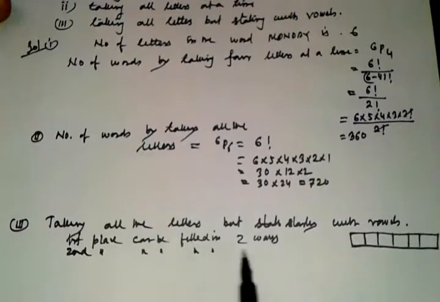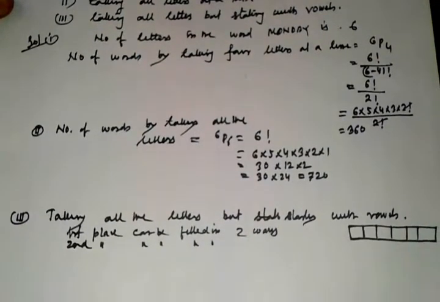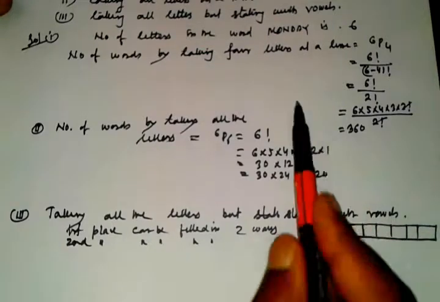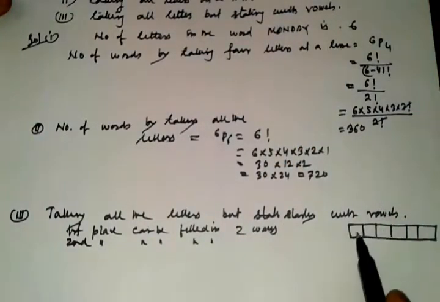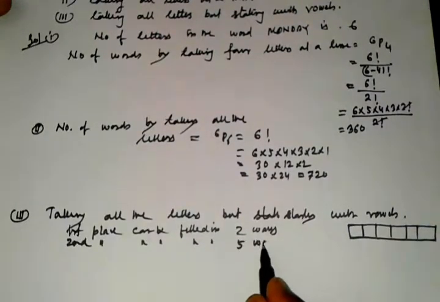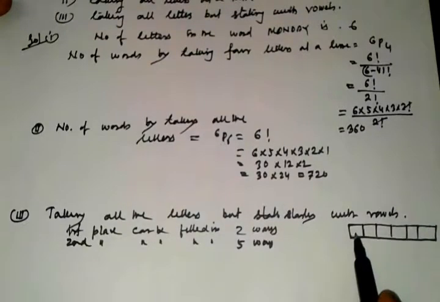Second place can be filled in, we can use any letters, but we cannot use the letter which is used in the first place. Therefore it is 5 ways, because there are 6 letters, 1 letter is used here.